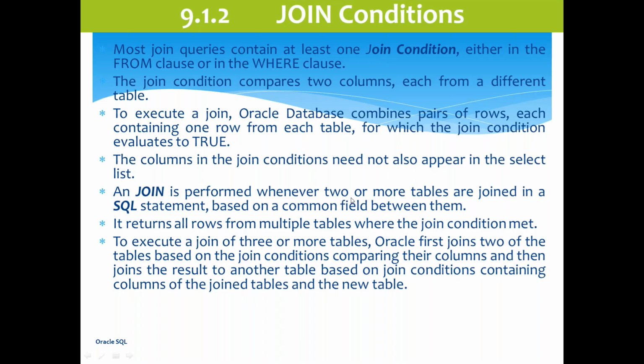A join is performed whenever two or more tables are joined in a SQL statement based on a common field between them. So at least one common field should be there in both tables; then only we can do the join. It returns all rows from multiple tables where the join condition is met. To execute a join of three or more tables, one by one the join will happen: first and second tables join, then second, third, fourth, fifth, like that. So at a time only two tables can join.